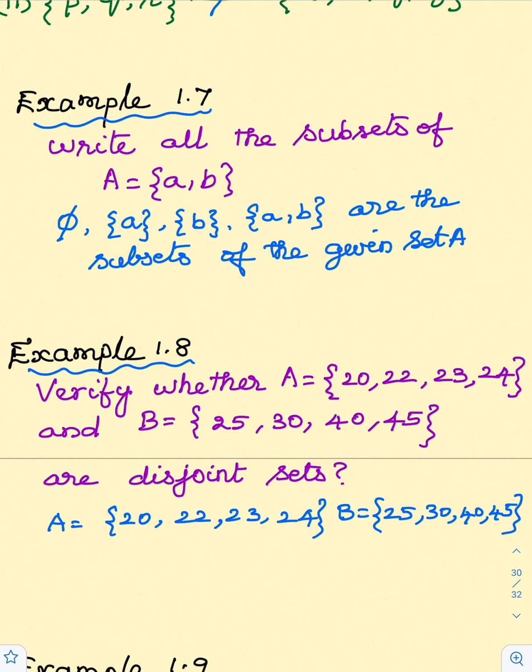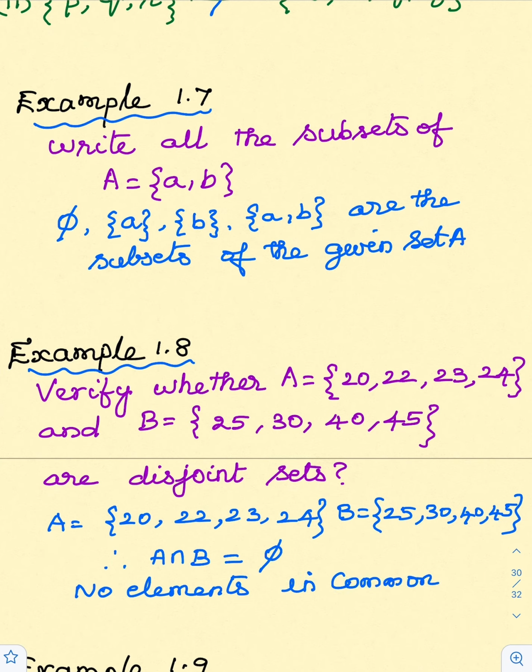We do not have any element in common. 20 is not present in B, 22 is not present in B, 23 is not present in B and 24 is also not in B. Similarly, 25 is not in A, 30 is not in A, 40 is not in A, and 45 is not in A. Therefore, A intersection B is equal to the null set. No elements in common. Therefore, A and B are disjoint sets.